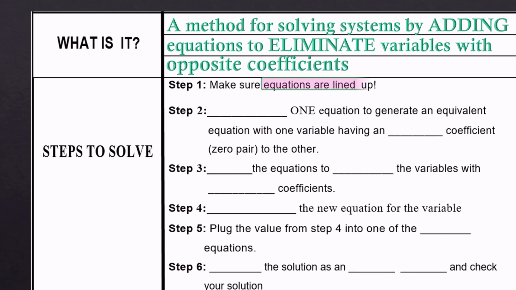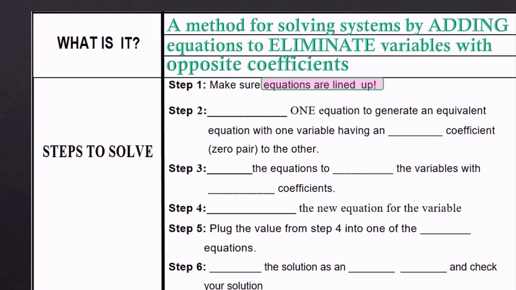Step 1, make sure the equations are lined up. What do I mean by lined up? I mean the x's and y's are on the same side. They can both be on the left, or they can both be on the right, or one on each side. Whatever it is, if x is on the left in one equation, x must be on the left in the other.